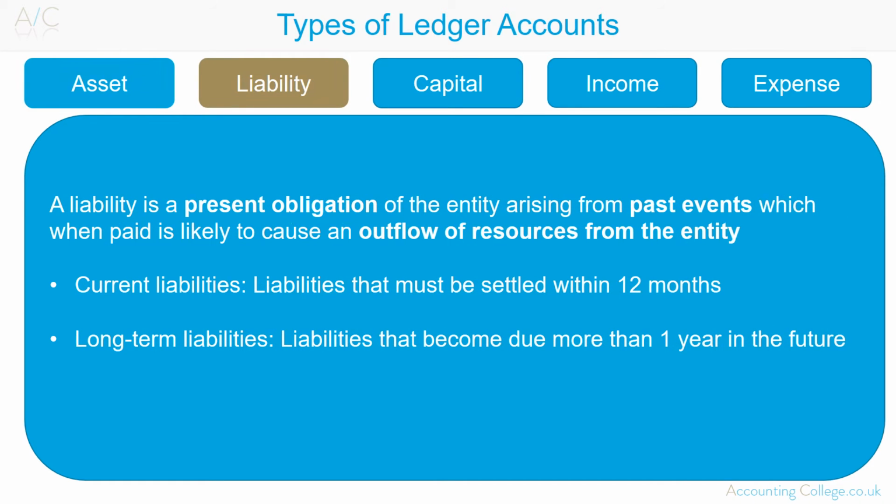A liability is a present obligation of the entity arising from past events, which when paid is likely to cause an outflow of resources from the entity. Current liabilities. These are liabilities that must be settled within 12 months, for example, trade payables. Long-term liabilities. These are liabilities that become due more than 1 year in the future. For example, bank loans.